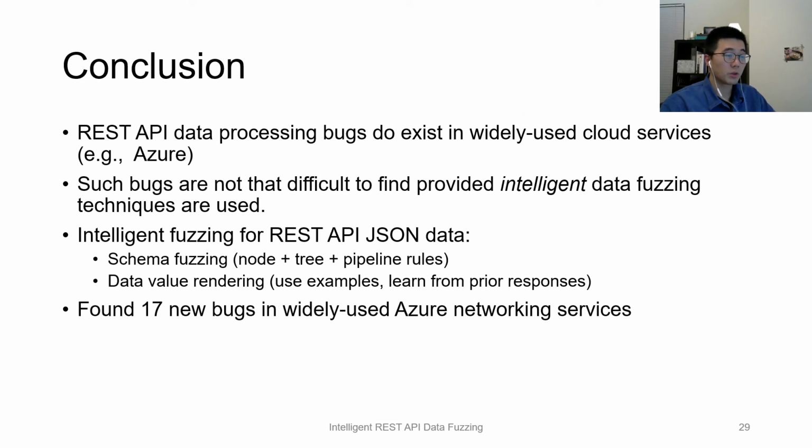In this work, we show that REST API data processing bugs do exist, even in widely used cloud services, and they can be found efficiently with intelligent data fuzzing techniques. We propose different schema fuzzing rules. We talk about how to modify a single node, how to apply them across the schema tree, and how to combine different rules into a pipeline. We also propose several data value rendering strategies by using examples or learning from prior responses. And the algorithm that we designed at the end successfully found 17 new bugs in widely used Azure networking services.